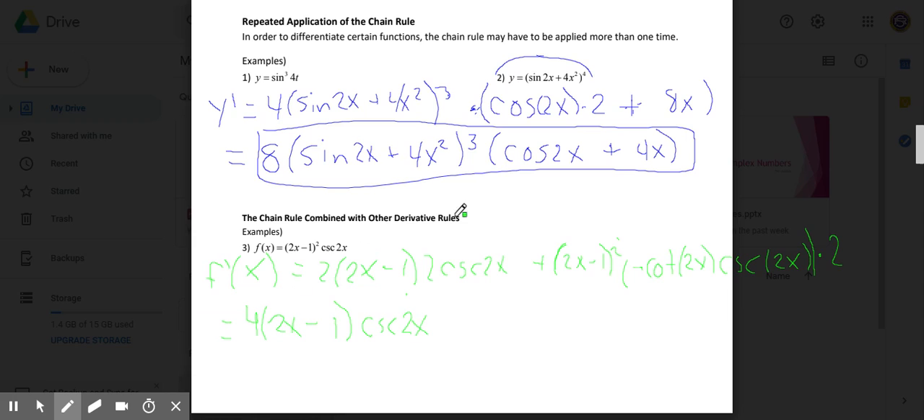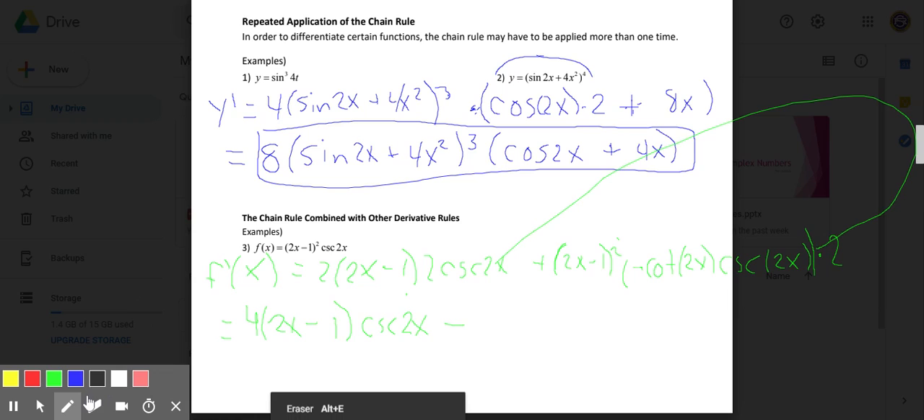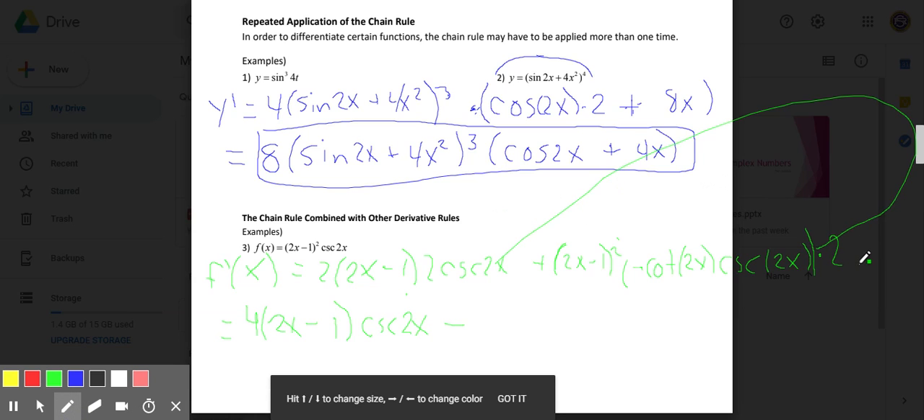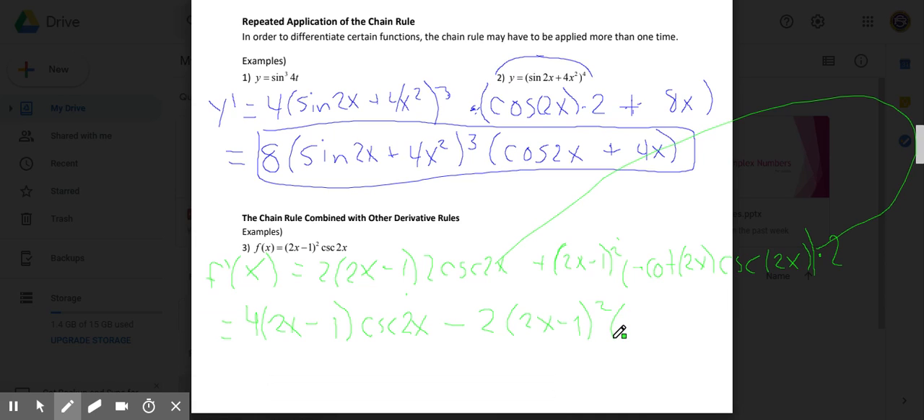And then this minus is going to come out in front, so minus, and then this 2 at the end, I'm going to pull that out in front as well. So 2x minus 1 squared times that whole thing there. So cotangent 2x, cosecant 2x, close parentheses, and that is the end of that. So this is our big, long, ugly derivative for that.